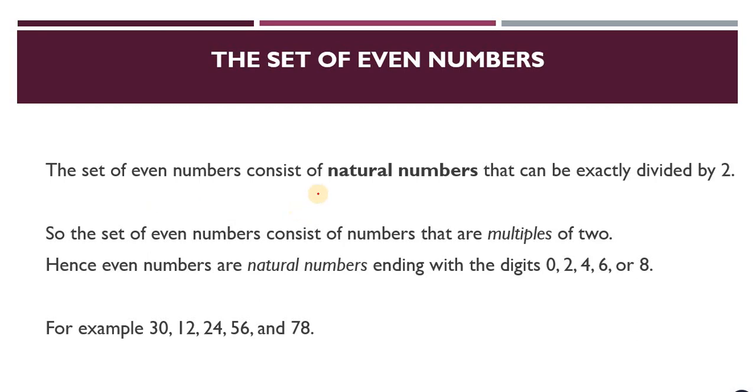The set of even numbers consists of natural numbers that can be exactly divided by 2. So the set of even numbers consists of numbers that are multiples of 2. Hence, even numbers are natural numbers ending with the digits 0, 2, 4, 6, or 8.